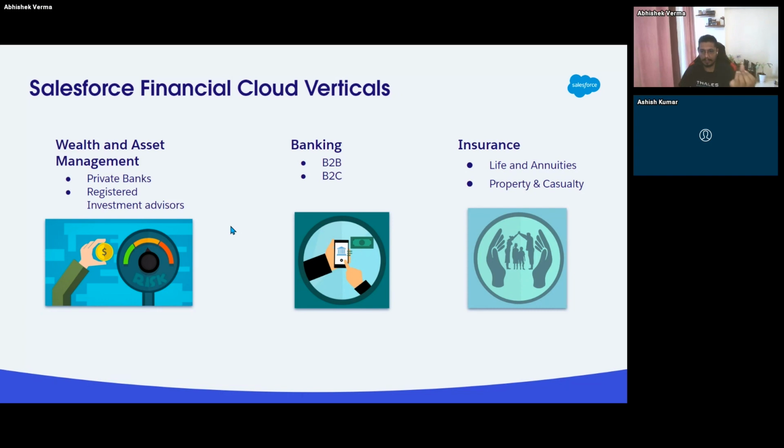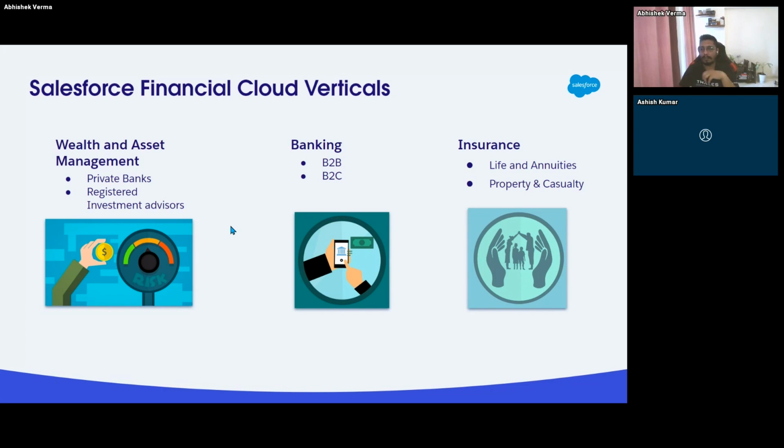So that is the classic example of B2B. Another sub vertical comes in the insurance. Everyone buys insurance, we make claims, we purchase policies. Insurance can be for the person, for the property, for the car, for the bike. So many places you buy insurance, so that subvertical also can be covered in the FSC.